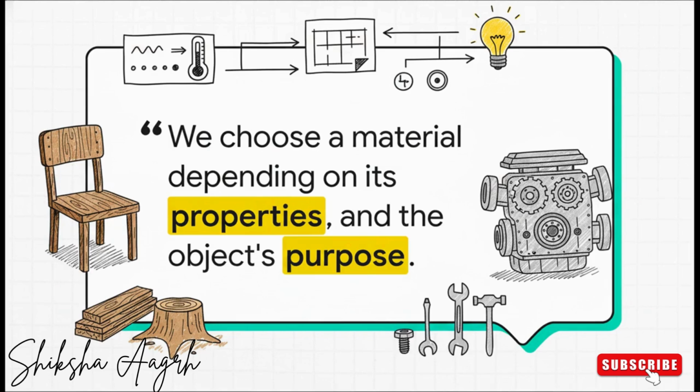So, look, it all boils down to this one simple, powerful idea. This is basically the master rule for everything. We choose a material to make an object based on its properties and on the purpose, the job, that object is supposed to do.